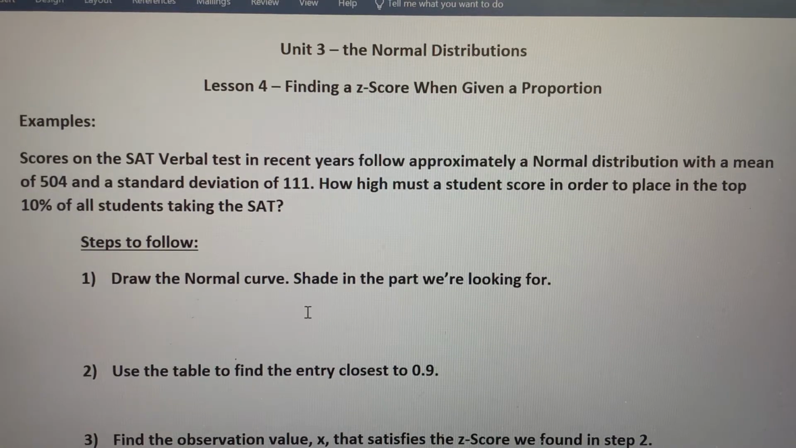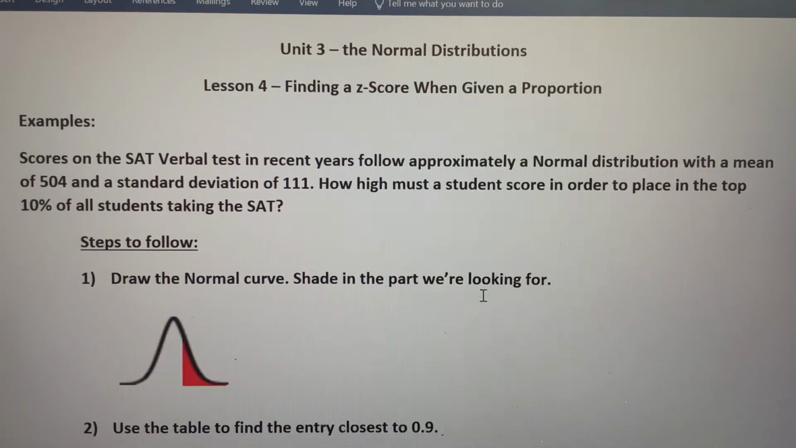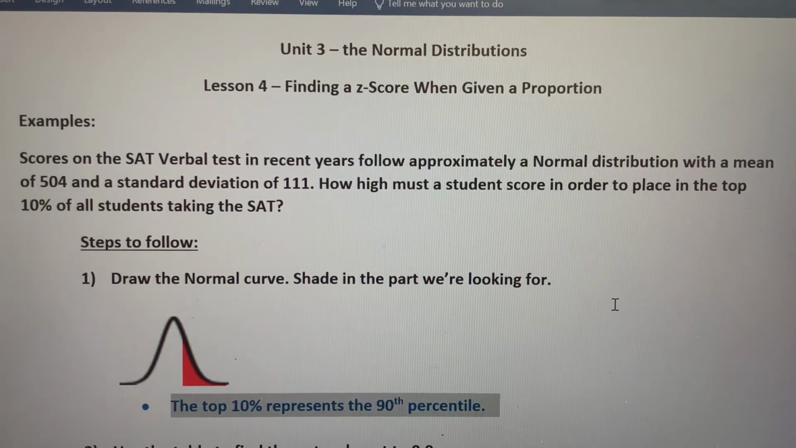All right, so first thing we want to do is understand what we're looking for. And we want to draw the normal curve and shade in what exactly we're looking for, okay? So we want to be in the top 10%, all right? So we know we're going to be in this red region right here, okay? So the top 10%, we don't want to think about that as 10%. We want to think of it as the 90th percentile, okay? The 90th percentile is in the top 10%, okay?